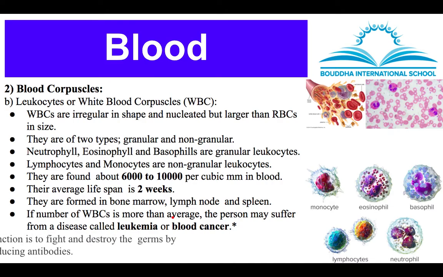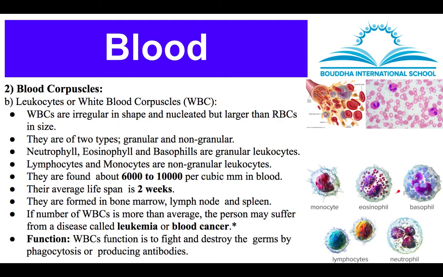Now regarding the function, as I told you, granulocytes are involved with removing toxins from our body, and non-granular are involved with killing germs. So that is the function of WBC. Its function is to fight and destroy the germs by producing antibodies and removing the toxins from the body.